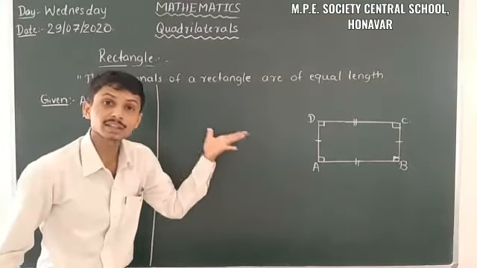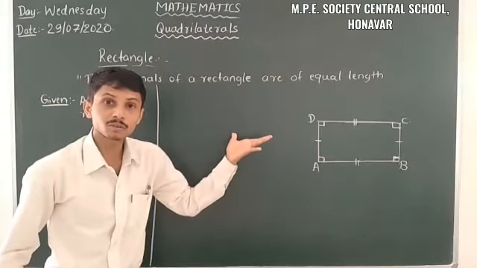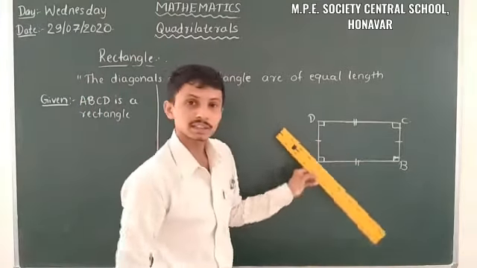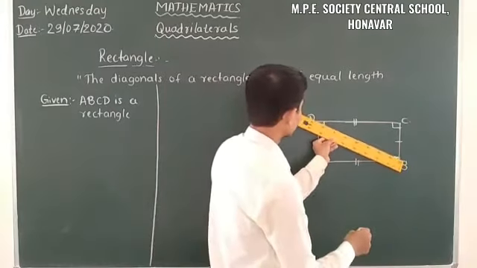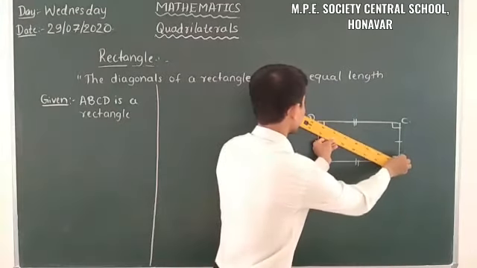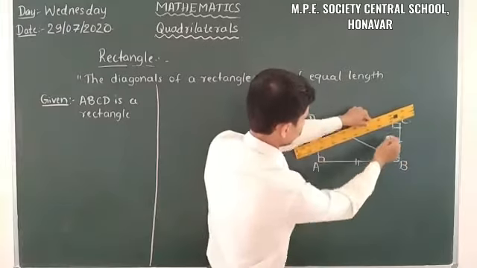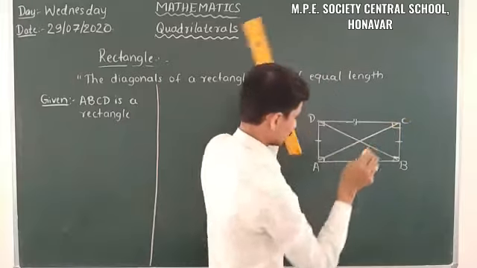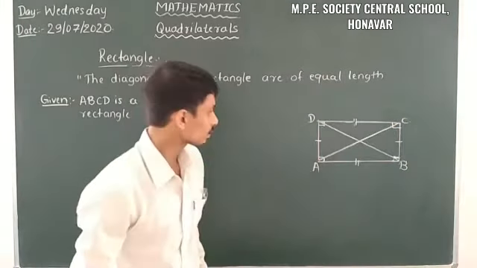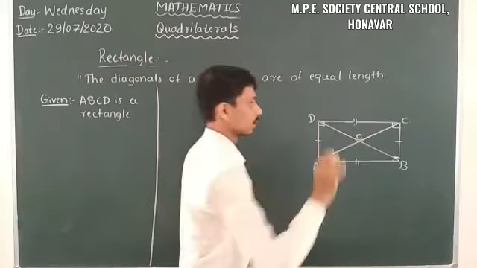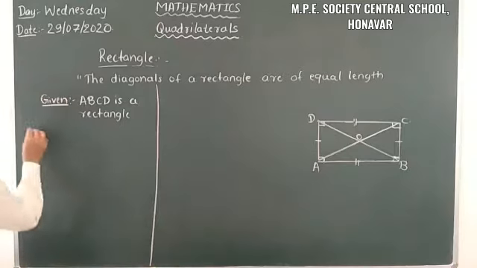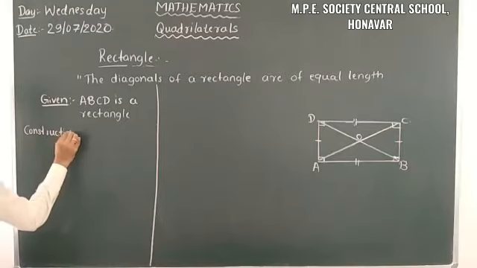That means we have to construct the diagonals here. So firstly we draw the diagonals. Here AC and BD are the diagonals. We join the opposite vertices, and I will call the point of intersection O. So what is the construction here? Join AC and BD.